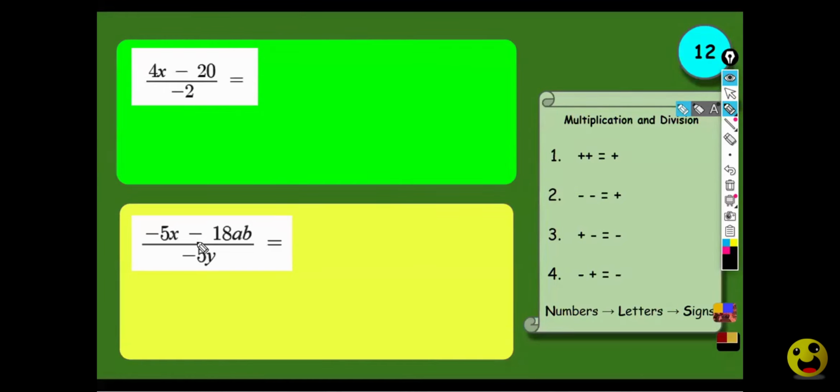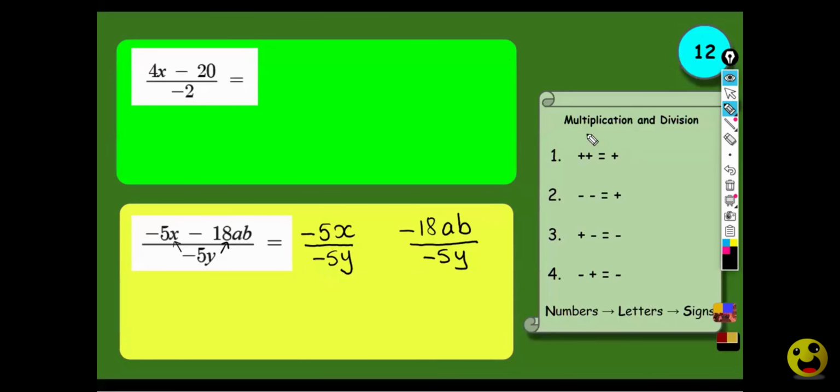Remember, when you have one big divide sign, it means that everybody on top gets divided by the item underneath. So you want to write back the minus 5x and the minus 18ab and put a separate divide sign for him and a separate divide sign for the 18s. And then you put the minus 5y and you put another minus 5y. Now it's easier for your brain to process that both of them are getting divided by the item underneath at the same time.